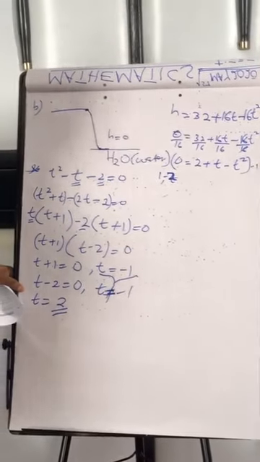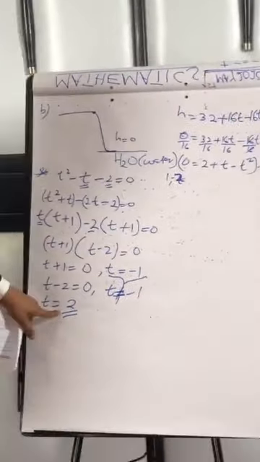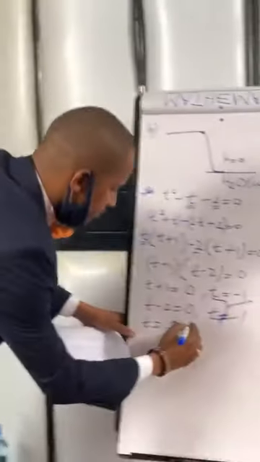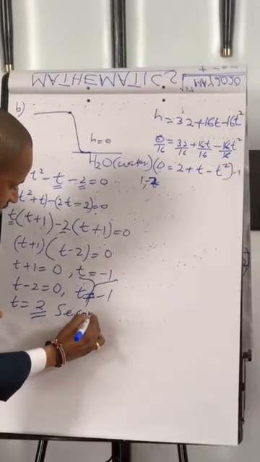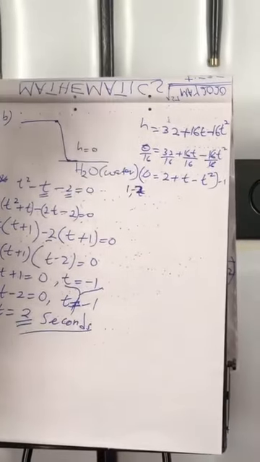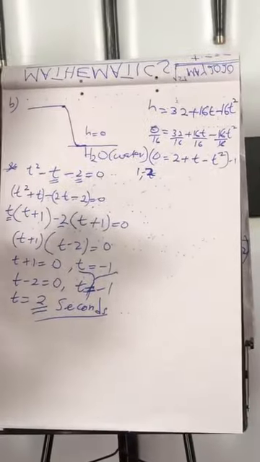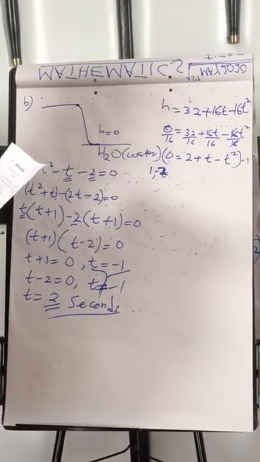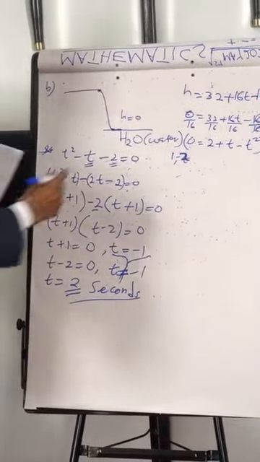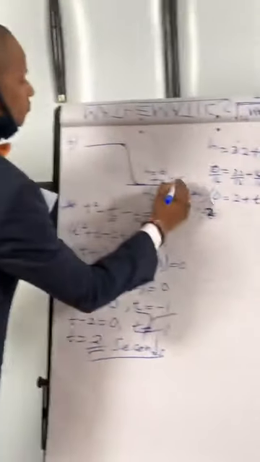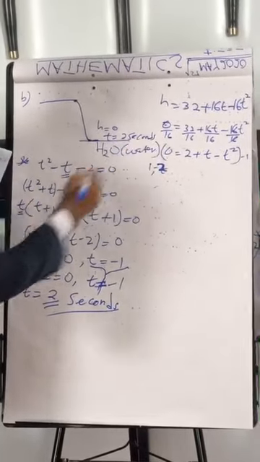This means t is not equal to negative. So we go with the value of t equals 2, but you write the SI unit of time, which is seconds. So that is the first part of the question. That is the time it took to hit the water surface. So at the water surface, the time is 2 seconds.